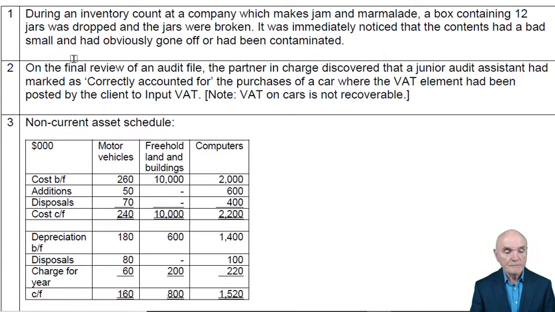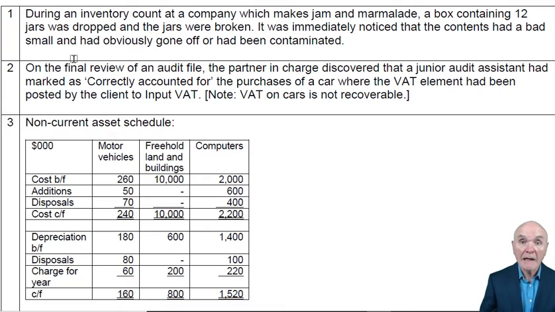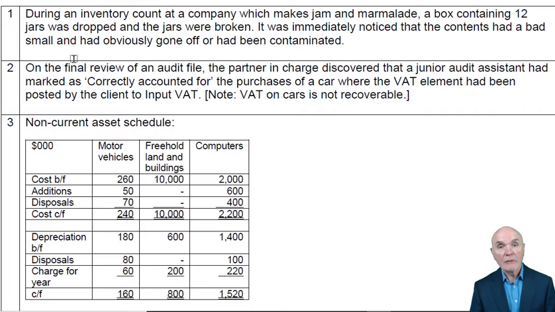Then the second item. On the final review of an audit file, the partner in charge discovered that an audit junior had marked as correctly accounted for the purchase of a car where the VAT element had been posted by the client as input VAT. And in case you don't remember, VAT is not recoverable on cars. It should be capitalized as part of the cost of the car. So what are the implications? Well, the first and obvious one is that car has been incorrectly accounted for, and that VAT return contains an error. So we have to correct that.